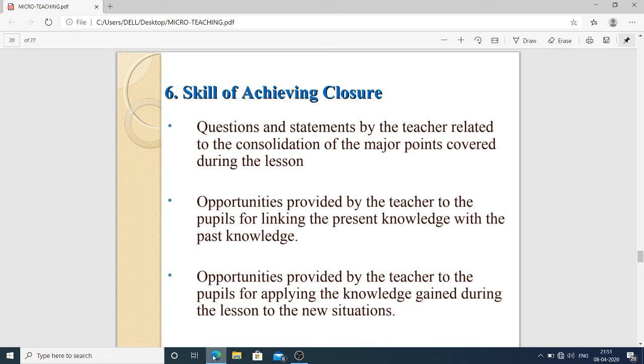Questions and statements by the teacher related to the consolidation of the major points covered during the lesson. Main emphasis: the teacher puts the main emphasis on the things which he explained earlier. Then opportunities provided by the teacher to the pupils for linking the present knowledge with the past knowledge. Opportunities provided by the teacher to the pupils for applying the knowledge gained during the lesson to new situations.